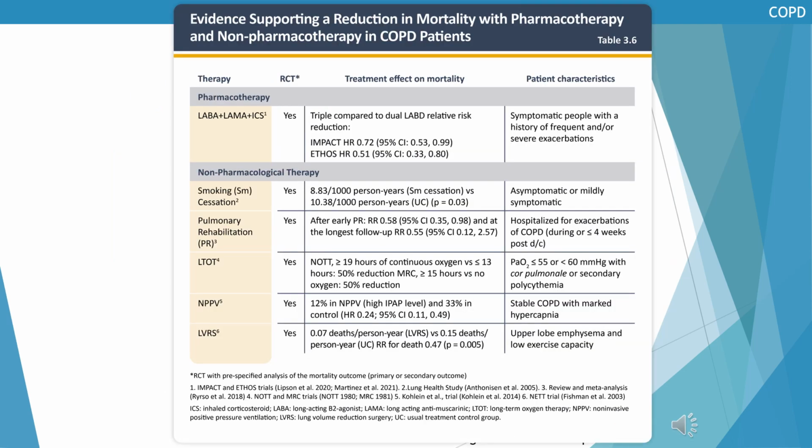One of the ways that we can advocate for our patients and provide the best care possible is to use evidence-based approaches. So here are some of the pharmacologic and the non-pharmacologic strategies in COPD management proven to reduce mortality. Evidence has recently emerged from two large randomized control trials, the IMPACT and the ETHOS trials, and they showed that fixed dose inhaled triple therapy combos, so LABA, LAMA, ICS, reduced all-cause mortality when compared to dual inhaled long-acting bronchodilators. These trials were enriched for symptomatic patients with a history of frequent and/or severe exacerbations.